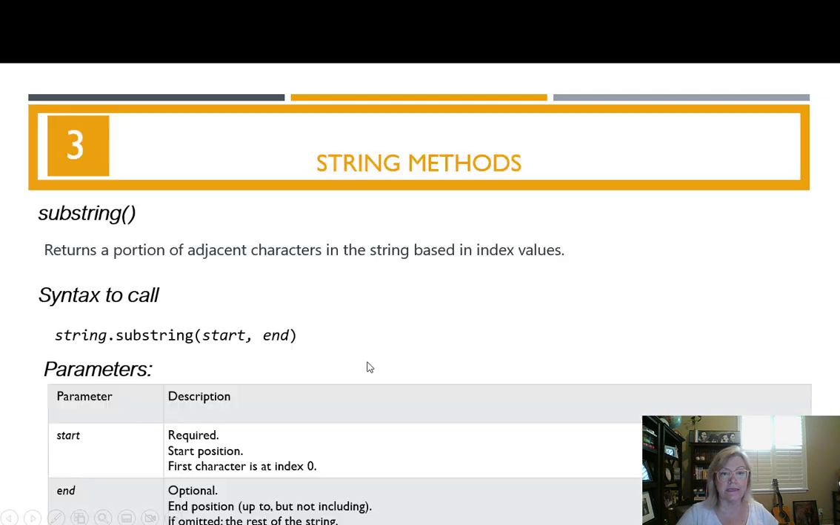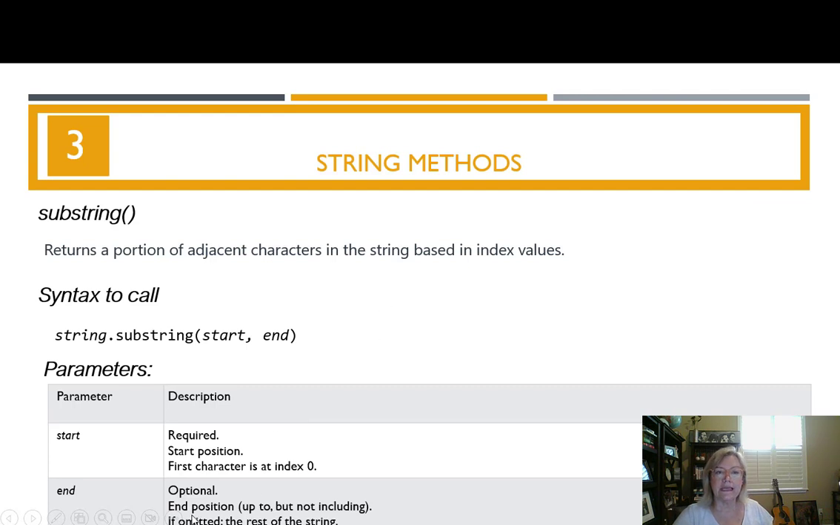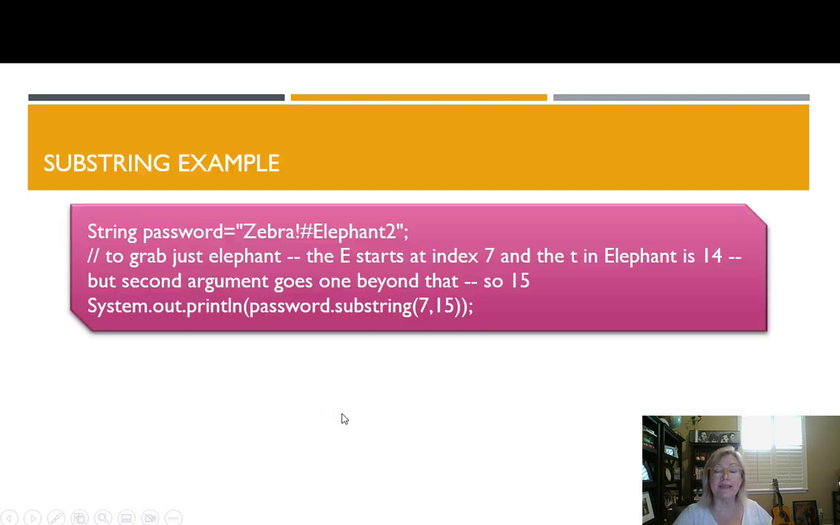Well, we need some examples of this. I have my string zebra, bang, pound, elephant 2. And we just want to grab elephant out of there. And the e starts at index 7. And the t is at 14. But the second argument is, what does it say here? It says end position up to but not including. If I wrote 14 here, it would just bring out elephan. What we're going to have is 15 as the second argument, which is the 2. So it goes up to that, but not including that. Notice that password is the name of the string variable.